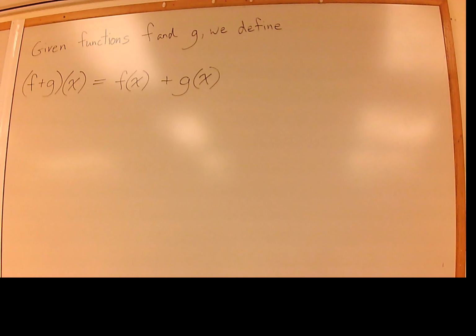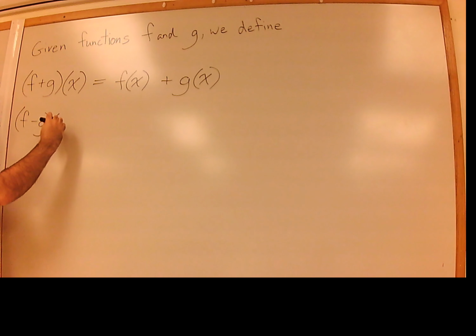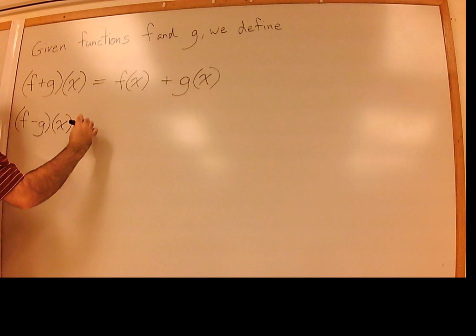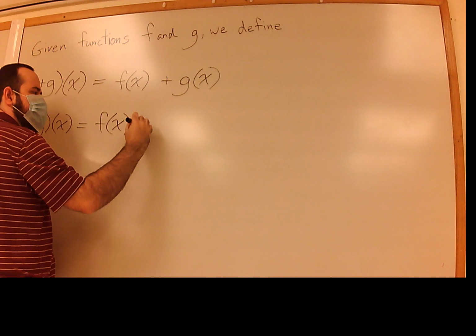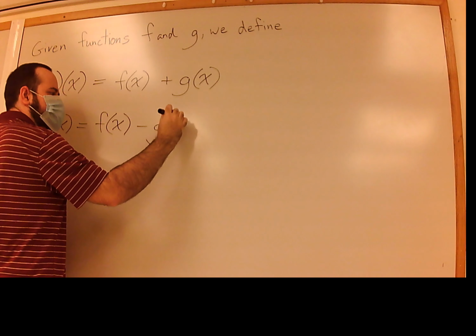The rule almost looks too simple to be bothering with writing it down. Why bother writing it down? If we want to put two functions together with addition, we just add the two things together. Ring a bell? What about if we want to make a new function using subtraction? Same thing. It's really easy, and we just take the value of the first function and subtract the value of the second function.